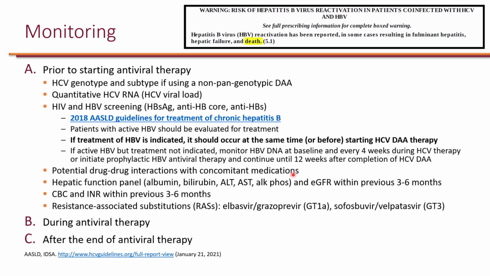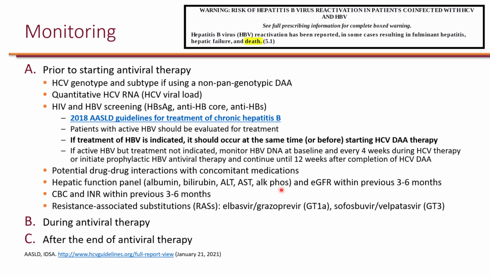So that's important, and sometimes that can guide us to which Hep C regimen to choose to avoid drug interactions. It is important to check patients' baseline hepatic function, and we can use a hepatic function panel that includes albumin, bilirubin, ALT, AST, and alkaline phosphatase.